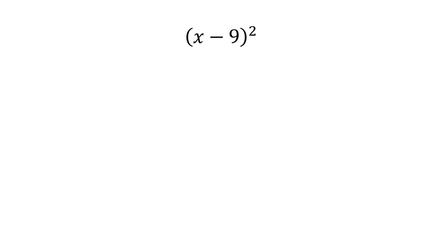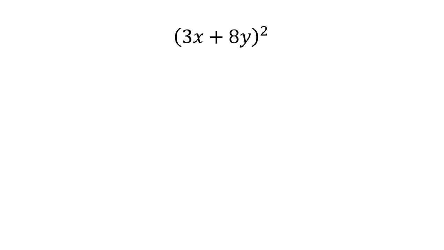Now take a second, do this one. With this one, when we multiply it together, we'd go x squared, not plus, it'd be minus 18x plus 81. As you see, the difference is that since it's x minus, we're going to be dealing with a minus 2ab for this one.